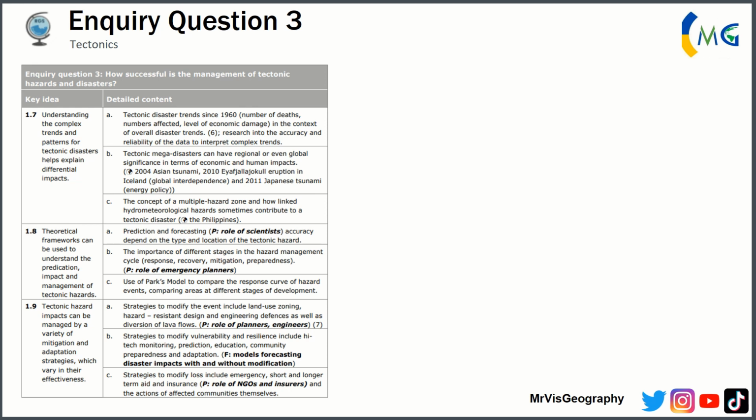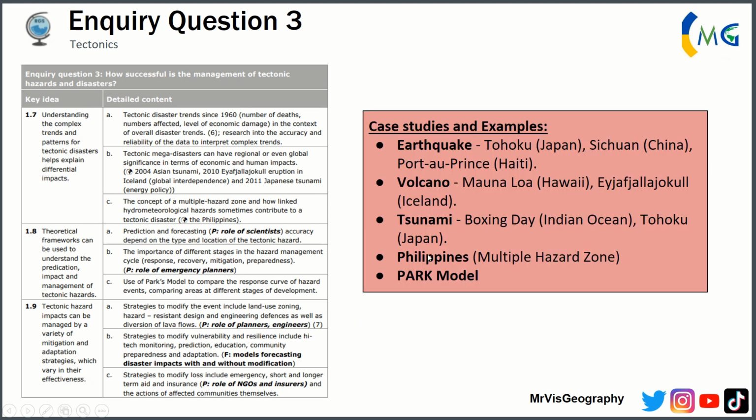And often that is a 20 marker, and modifying the event is better than modifying the vulnerability. That is better than modifying the loss. Okay, and examples of diverting the lava flows, that you're modifying the event. Your monitoring and prediction is modifying vulnerability, and modifying the loss is just insurance. It's about emergency search and rescue, etc. Okay. And in this case here, again, same case studies, except we add Philippines for multiple hazard zone, and we also look at the park model too.